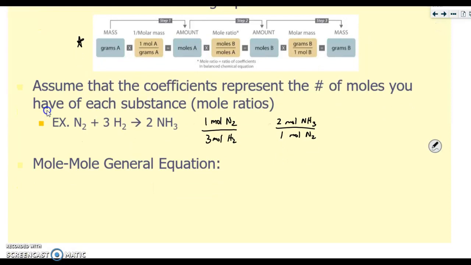The first type of problem we're going to discuss is called a mole-mole problem, and it's because it gives you moles and asks for moles. There's a general equation for this, so it's your given over 1. And then it's our balanced equation step, which is the coefficient of what we want divided by the coefficient, or the moles, of our given. We'll use this on the next slide so you get an idea of what I'm talking about.